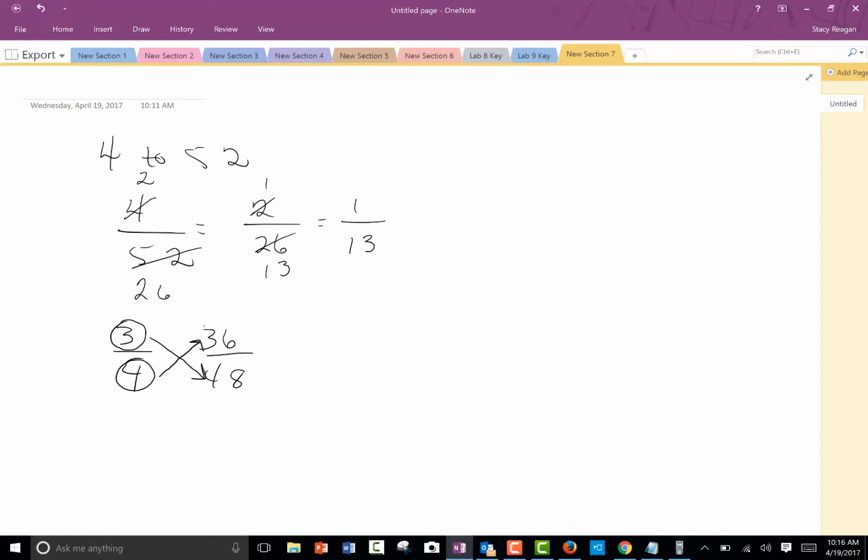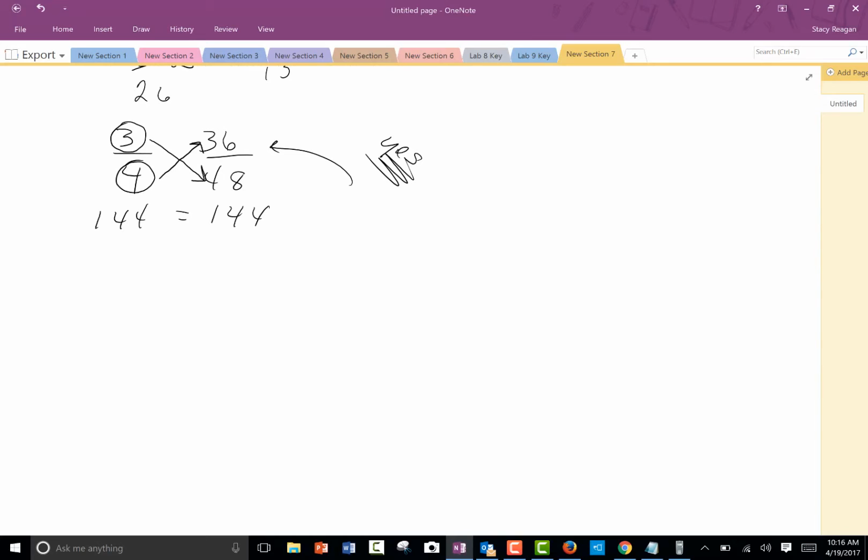So we're going to take 3 times 48, and we get 144. And we're going to take 4 times 36, and we get 144. So this is a proportion. So yes, it is a proportion. If, when you multiply those two, they come out and they're not equal, then they're not a proportion.